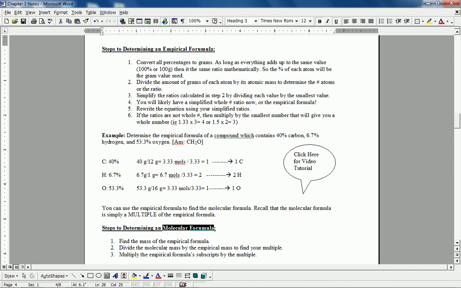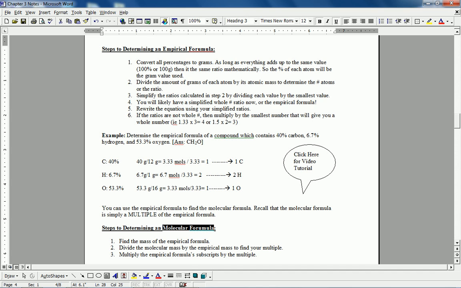So in the case of this example, we're given percentages, and typically that's how empirical formula questions begin. From those percentages we can determine the ratio of the particular atoms to one another in an empirical formula. Here we have carbon, hydrogen, and oxygen, the components of this particular compound. We'll use those values to help us determine what the ratio of carbons, hydrogens, and oxygens are to one another in the empirical formula.